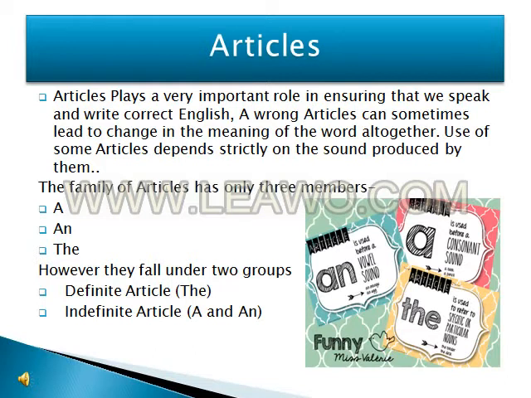Okay, the family of articles has only three members. First is a, then an, after that the. However, they fall under two groups. First one is definite article, and next one is indefinite article. The is known as definite article, whereas a and an are known as indefinite articles.